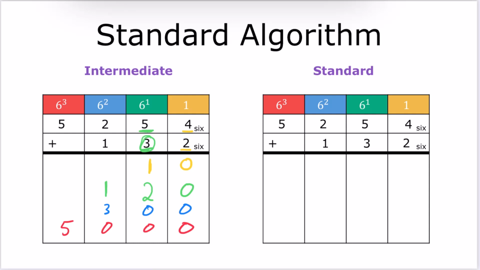And then to find the answer, I can add up all of this. So 0 plus 0 plus 0 plus 0 units equals 0 units. 1 rod plus 2 rods gives me 3 rods.